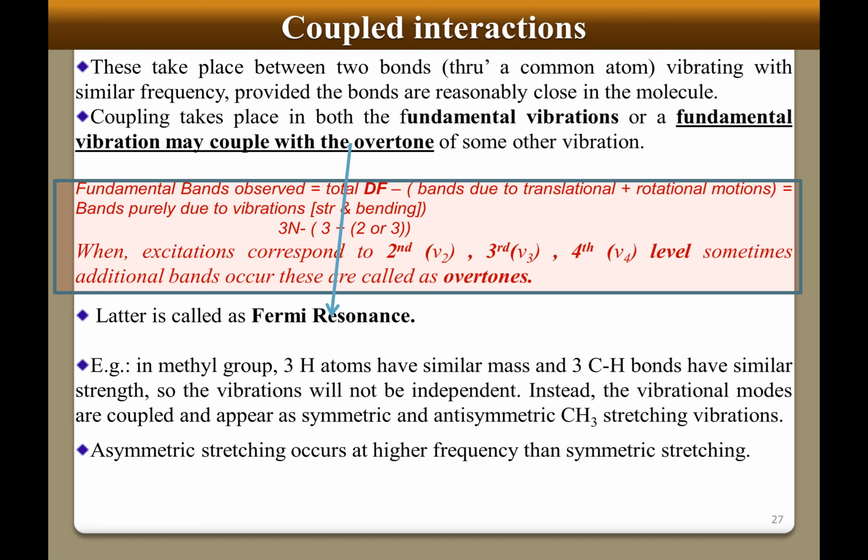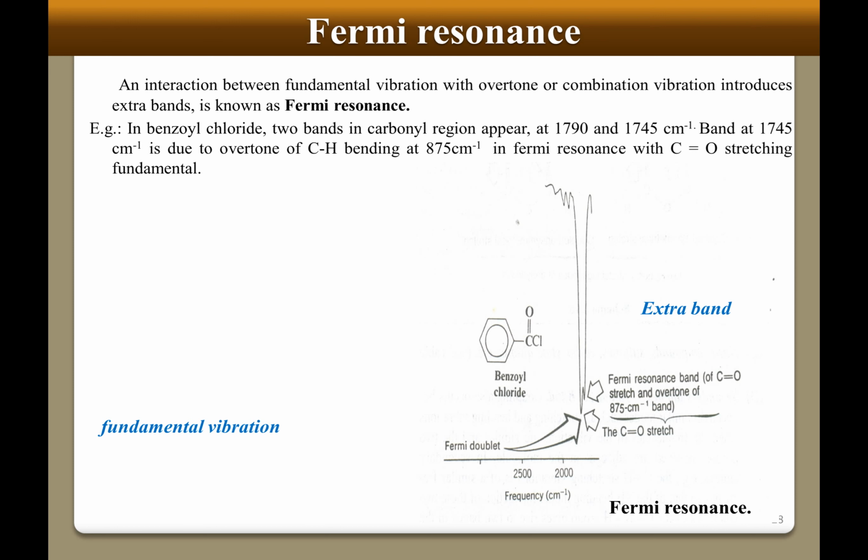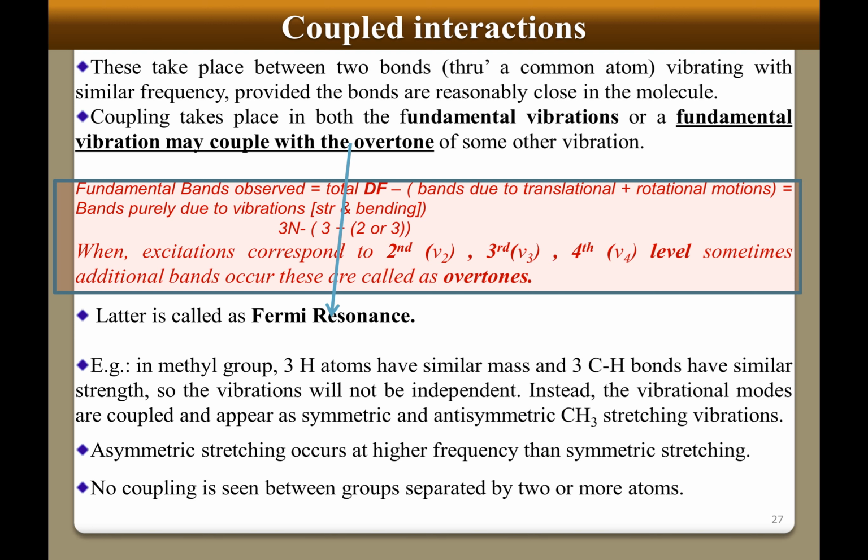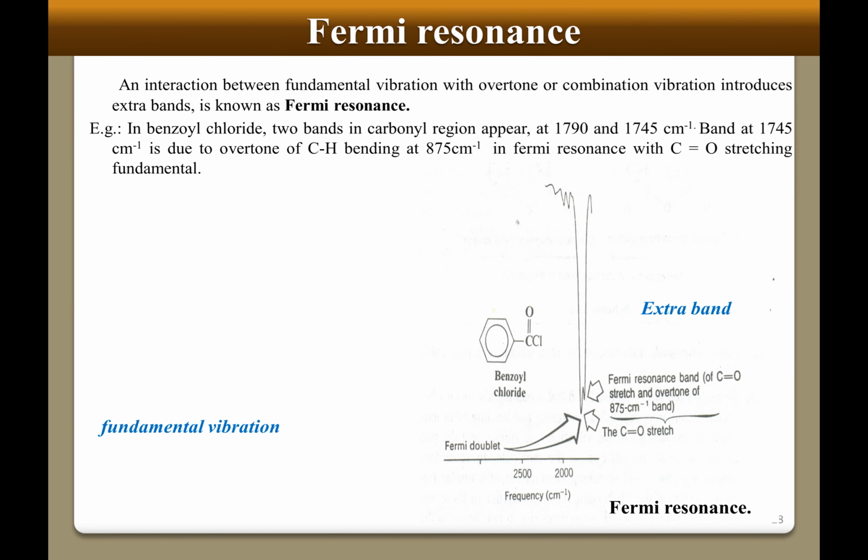Asymmetric stretching occurs at higher frequency than symmetric stretching. No coupling is seen between groups separated by two or more atoms. So the fundamental thing is that there should be no separation or spacer between the substituent and the main molecule. Essentially these bonds should be on the same atom. One atom should be common. Then only can they come in close vicinity, resonate and produce Fermi resonance.